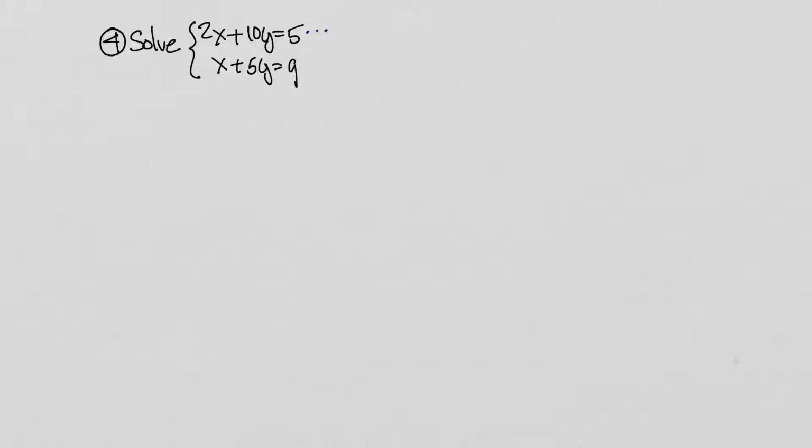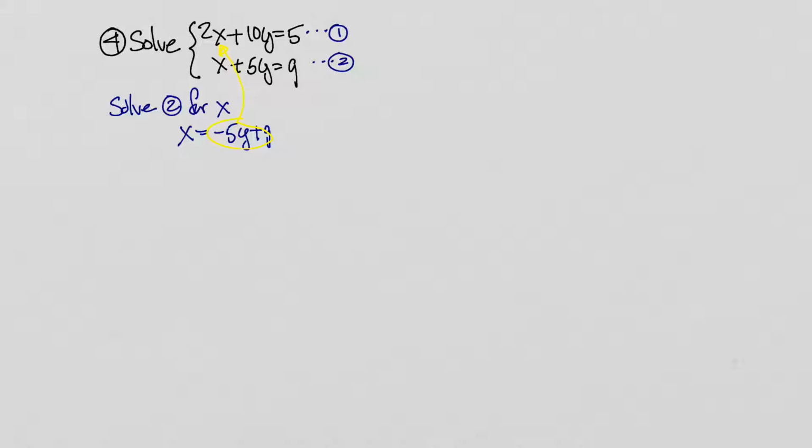Let's see, I'm going to name these. That'll be equation 1. This will be equation 2. And I think a good plan here would be to solve equation 2 for x. I can easily solve for x in equation 2, right? All I have to do is subtract the 5y. No fractions. Pretty simple. If we do that, we'll get x equals negative 5y plus 9.